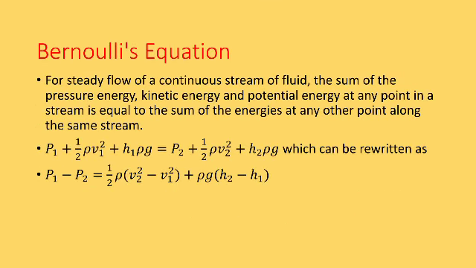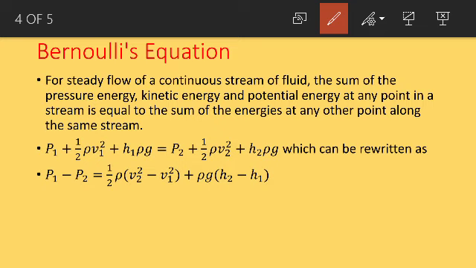And that leads us to Bernoulli's equation. Bernoulli's equation states that for steady flow of a continuous stream of fluid, the sum of the pressure energy, kinetic energy, and potential energy at any point in a stream is equal to the sum of the energies at other points along the stream. So it means at two ends of a pipe or of a stream, the sum of the pressure plus kinetic energy factor plus potential energy factor is equal to the same thing on the other end.